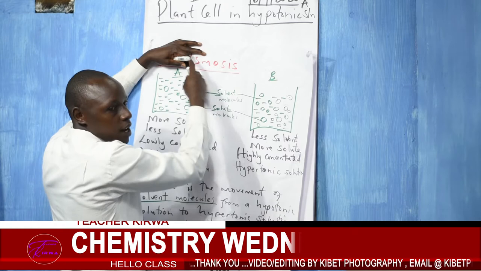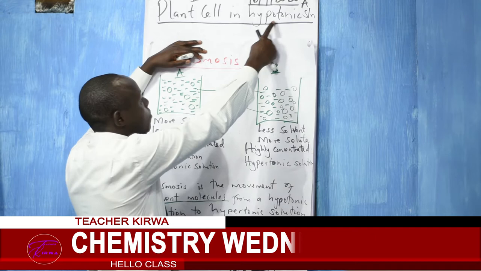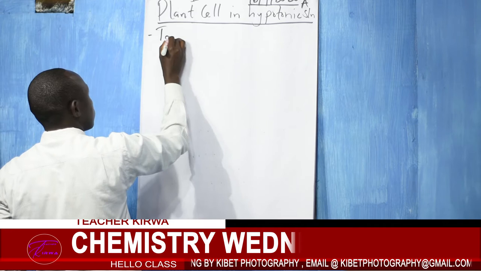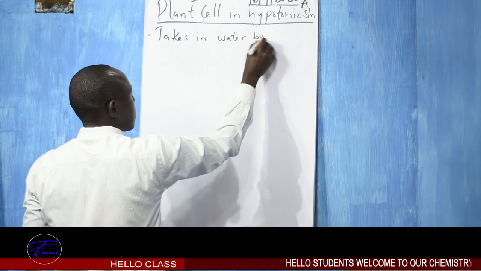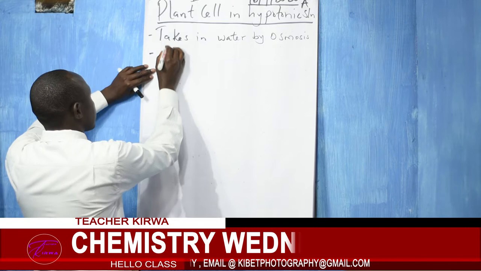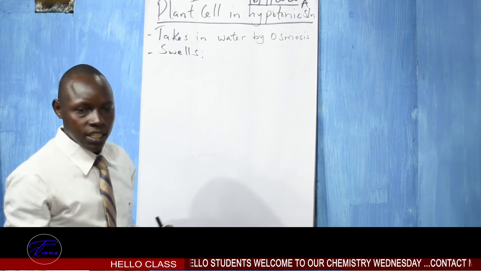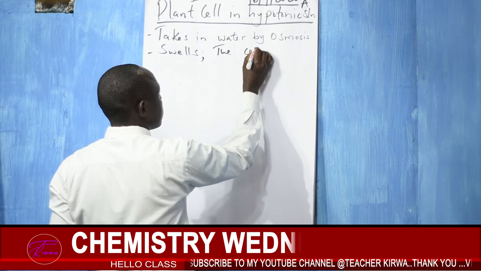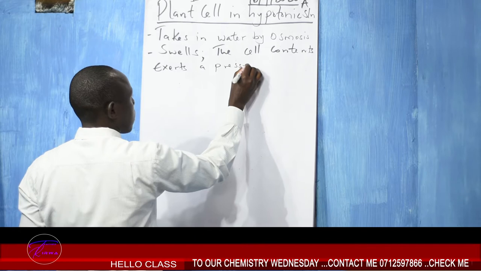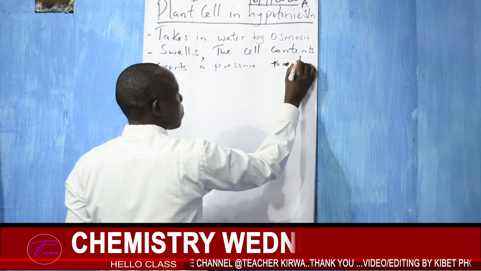Now, as we have defined osmosis, we have said osmosis is the movement of solvent molecules from A to B, so from hypotonic to this. So the first thing that happens is that the plant cell takes in water by osmosis. Now, when it takes water by osmosis, it swells. Now, what happens when it is swelling? The cytoplasm, the cell contents exerts pressure to the cell wall.